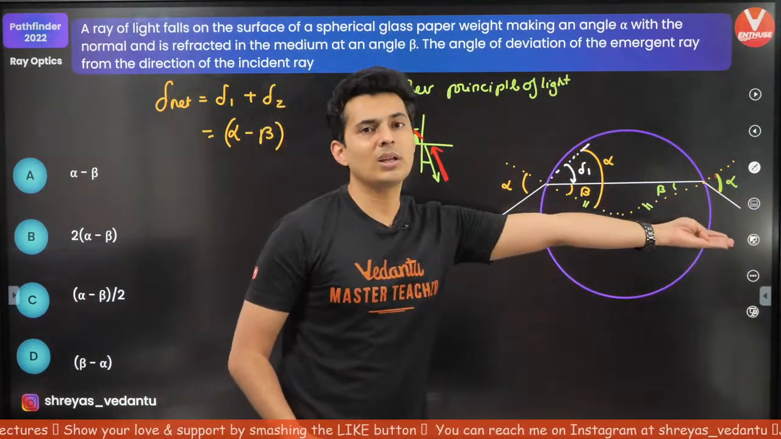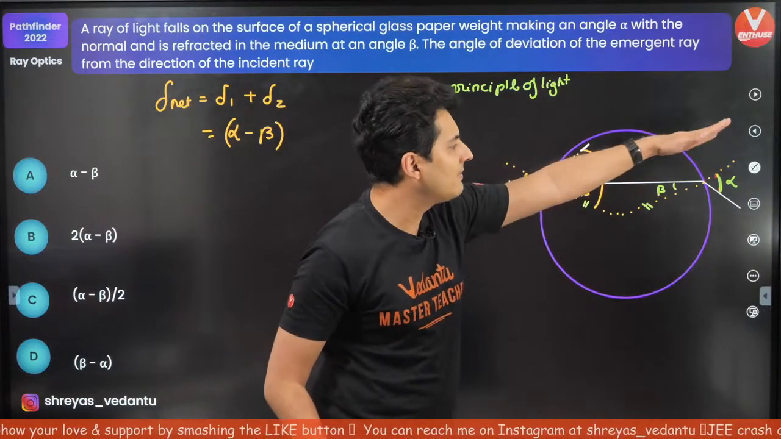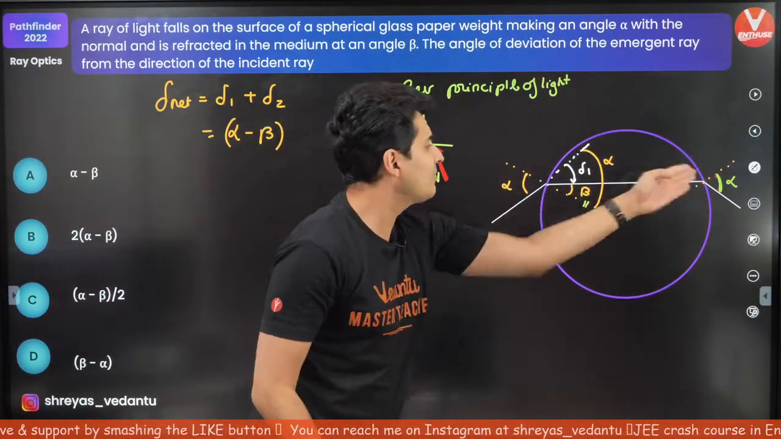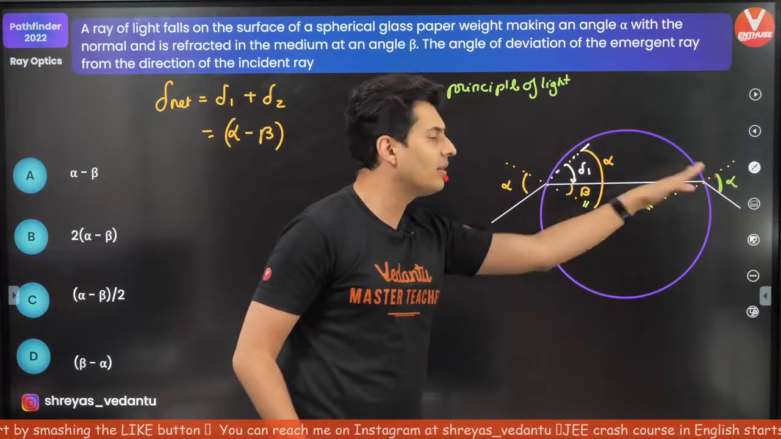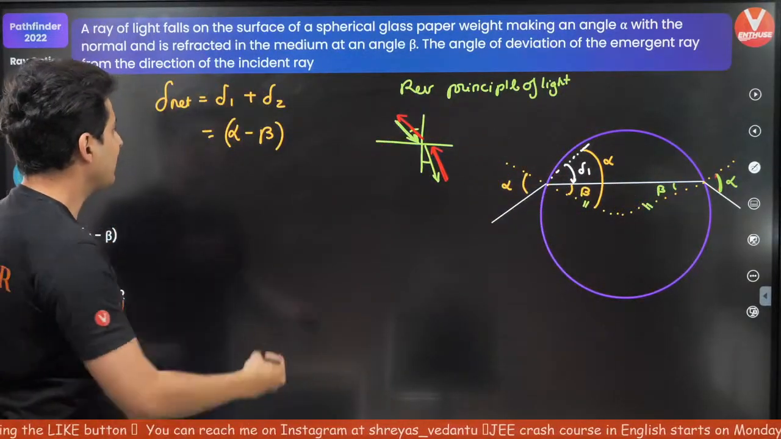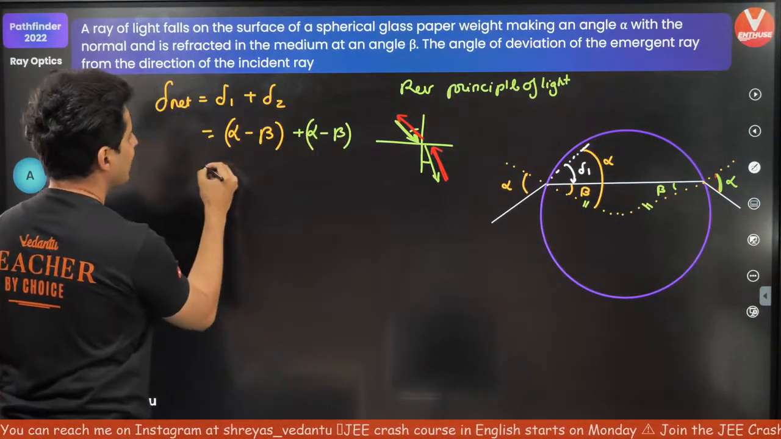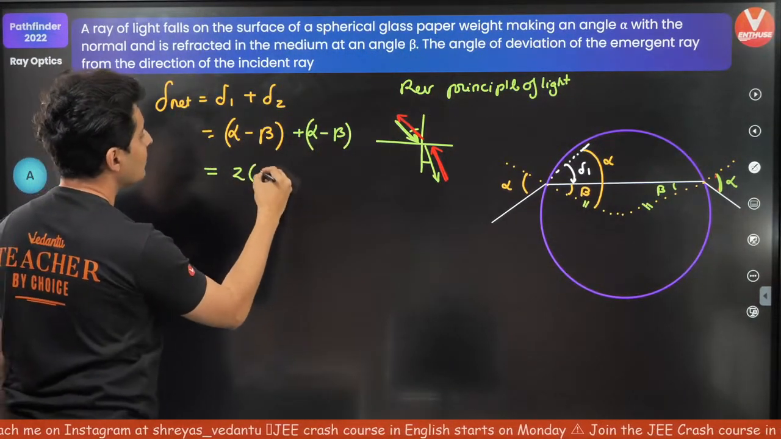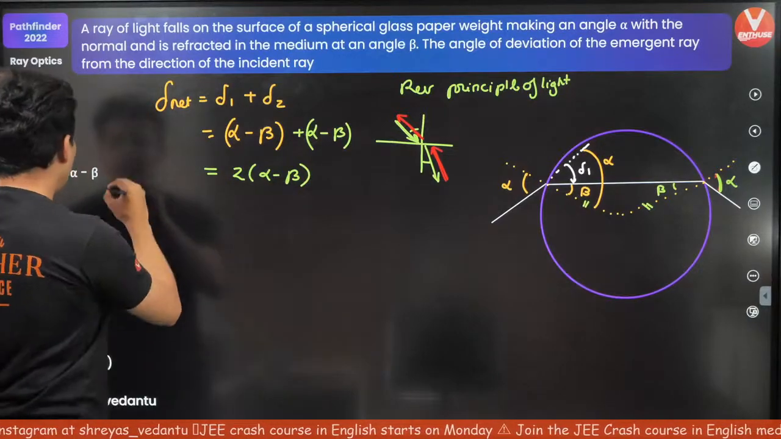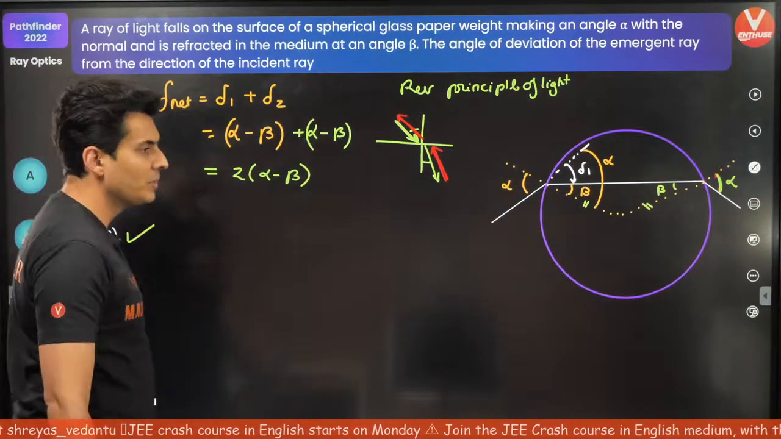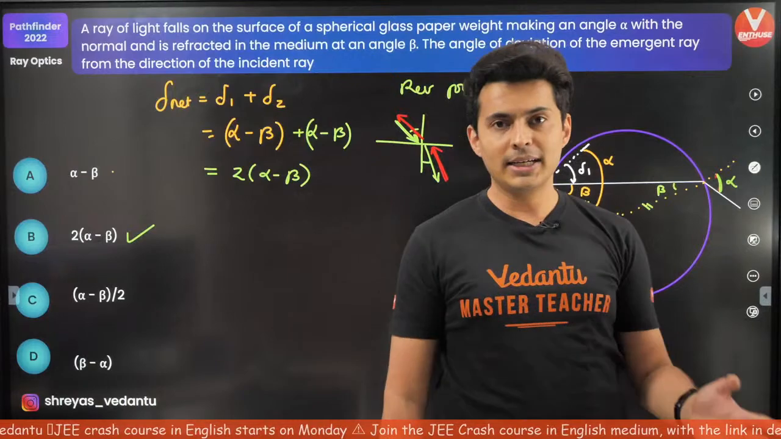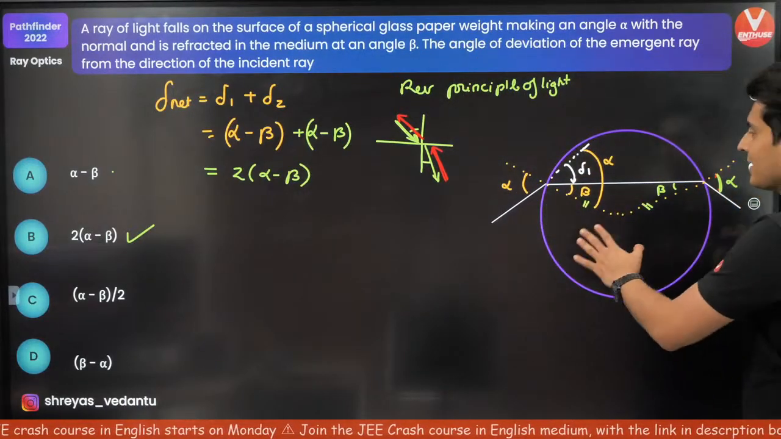Now again the same story. It has deviated by some angle. How much? It's the same story here or there. It's one and the same thing. That means, shouldn't this also be alpha minus beta, my warriors? Shouldn't the final answer be 2 times alpha minus beta then? Hence option B should be correct. Got it, everyone? This is how it works.